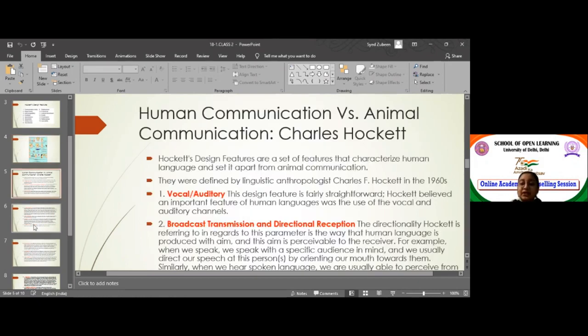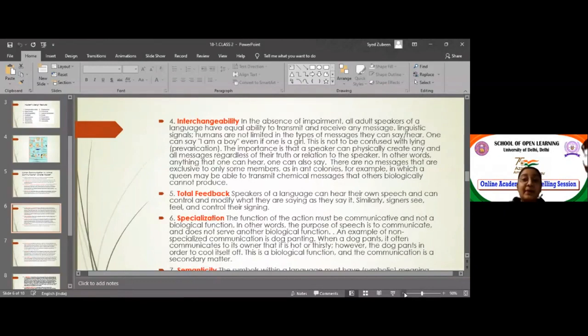Then we have interchangeability. In the absence of impairment, all adult speakers of a language have equal ability to transmit and receive any message. Linguistic signals: humans are not limited in the types of messages they can say or hear. One can say, I am a boy, even if one is a girl. This is not to be confused with lying or prevarication. The importance is that a speaker can physically create any and all messages regardless of their truth or relation to the speaker. In other words, anything that one can hear, one can also say.